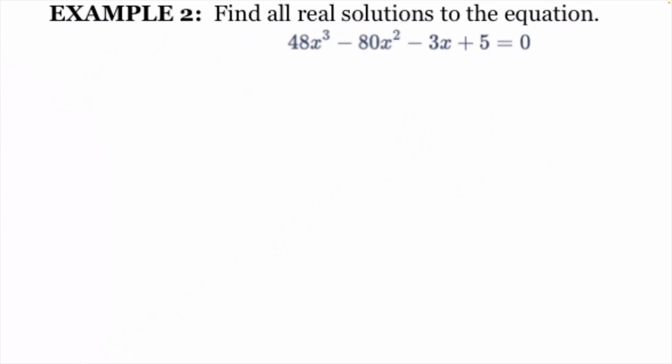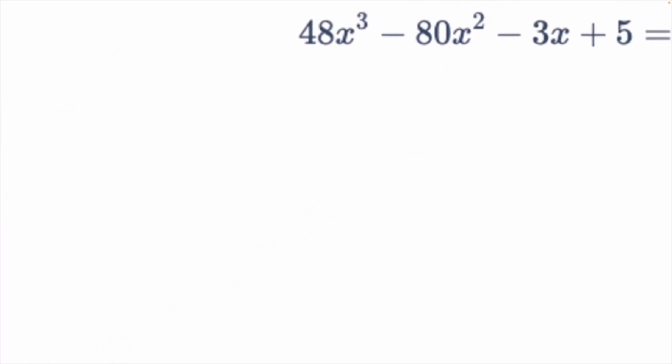Okay, so is it in the correct order? Is the leading term positive? Is there a GCF? Let's start with the order. Is the order correct? Yeah, 3, 2, 1, nothing. Next one, leading term positive? Yeah. Now GCF. Is there something I can divide them all by? No, right? Besides 1, no. 5 doesn't have an x, so I can't do that. So the GCF is just 1.